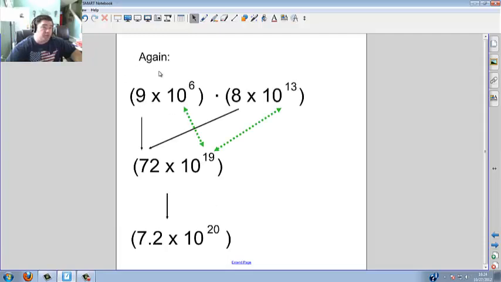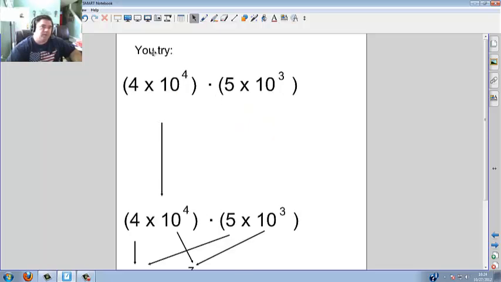Again, one more to make sure we get it. Take this guy here. 9 times 8 is 72. 10 to the sixth times 10 to the 13th, 10 to the 19th. But 72 is beyond the 10 number, so I'm going to divide it by 10 to make it 7.2 and carry the 1 over here for the tens. You try again. Go ahead.